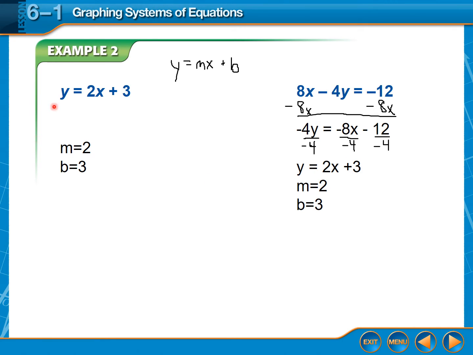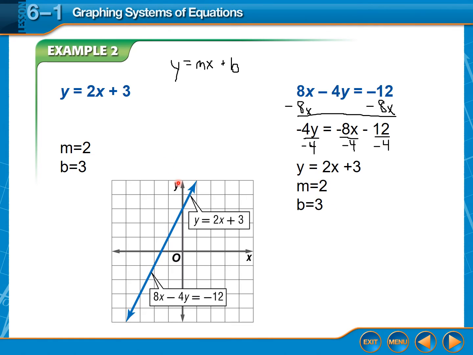So what do you notice about this line over here? I notice that the slope is 2 and the y-intercept is 3. Once I rearranged this equation into slope-intercept form, it has a slope of 2 and a y-intercept of 3. So this line and this line have the same slope and the same y-intercept. That makes them the same line. So when I graph those, they're both going to be the exact same line. y equals 2x plus 3 and 8x minus 4y equals negative 12 are the same. They're just written in two different forms.